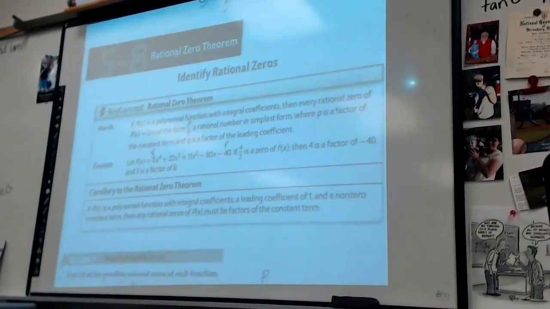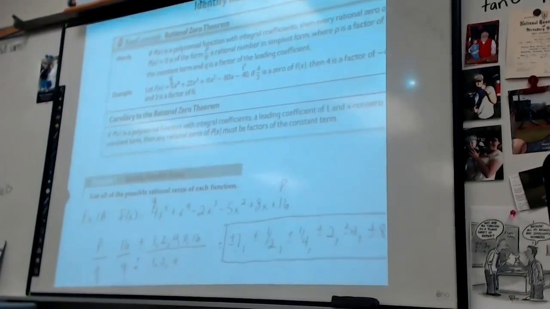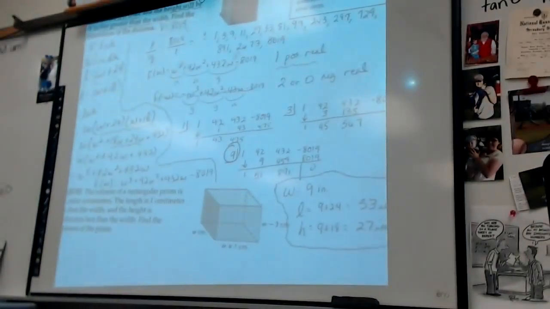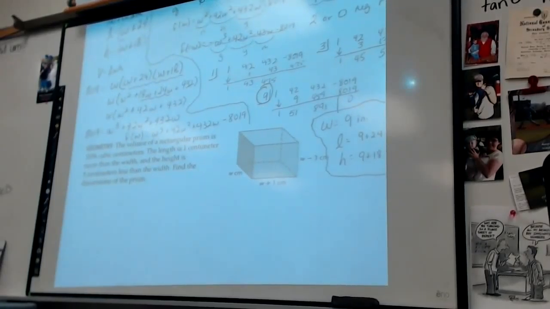Yesterday we started talking about the rational zero theorem, and we talked about the P over Q, the factors of P over the factors of Q, and those are your possible rational zeros, okay? And then we did this problem right here. That took us quite a while, okay? And if you look at the next one, it's very similar to that one.